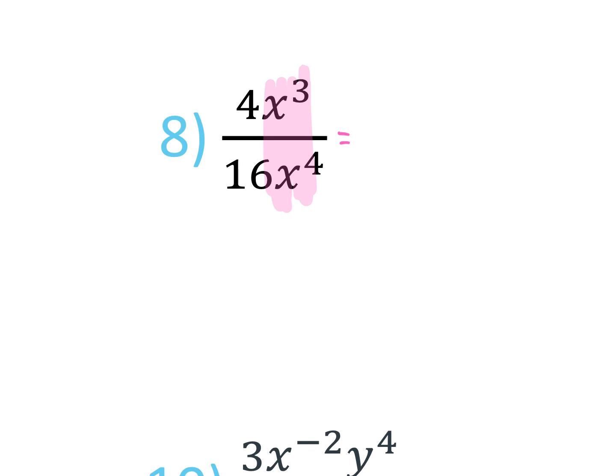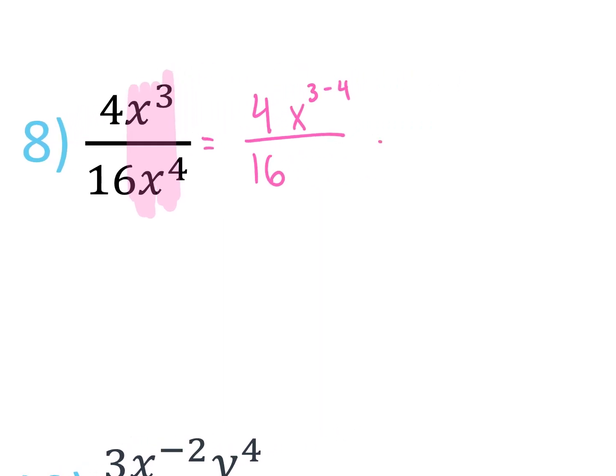That works. So this would be 4x to the third power minus 4 over 16. So I just left the numbers in the same spots they are. Just subtracted the exponents. Remember, it's always top minus the bottom when subtracting the exponents. What's 3 minus 4? Negative 1. So I have 4 to the power of negative 1 over 16.